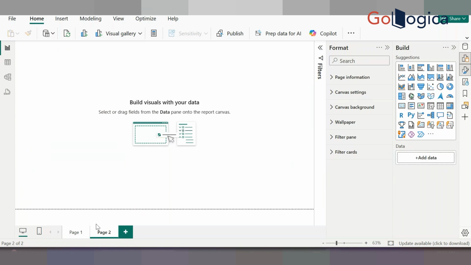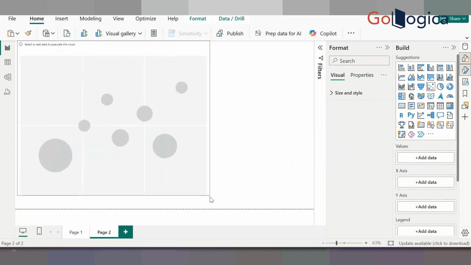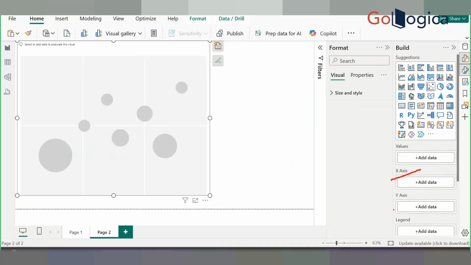When I talk about this particular scatter plot chart, we can see that the data is just scattered here and there. To do this plot we have the x-axis, we have the y-axis, and we also have the values.